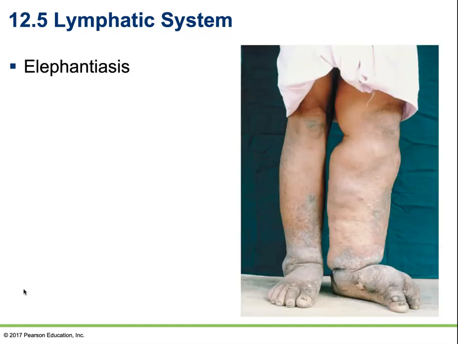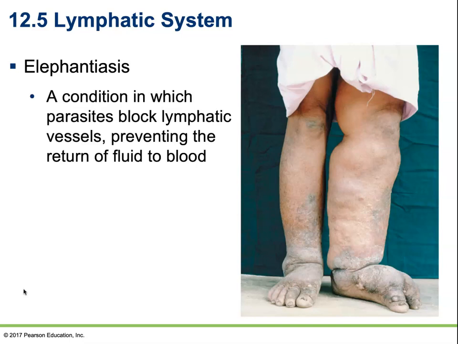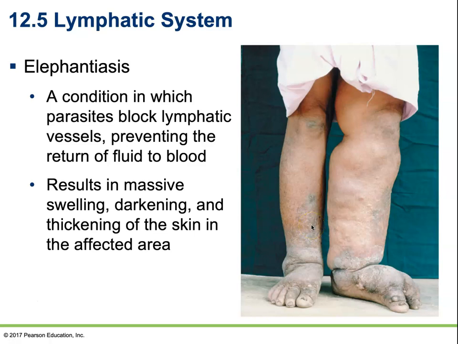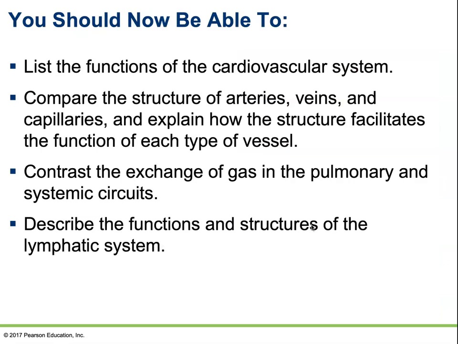There are certain homeostatic imbalances that are associated with the lymph system. Elephantiasis is a condition in which parasites block the lymphatic vessels, preventing the return of fluid to the blood. This causes an increase of interstitial fluid to build up and cause swelling in extremities. It results in massive swelling, darkening, and thickening of the skin in the affected area.